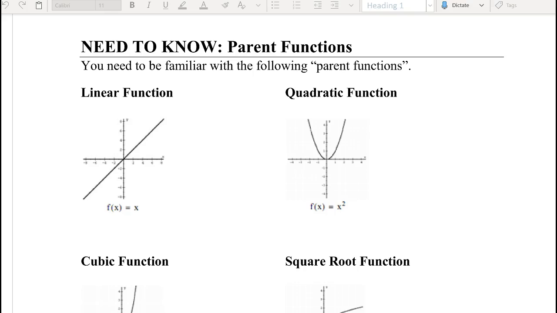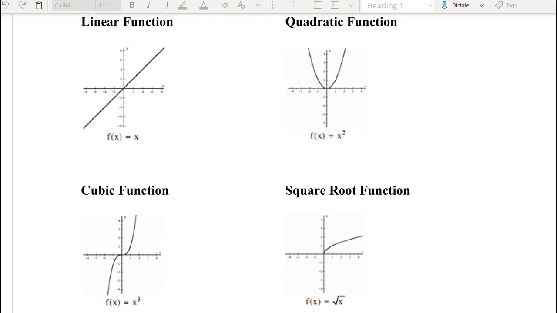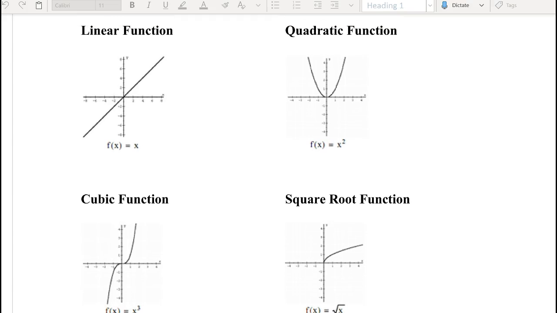Before we actually dive into our official lessons, this we'll call lesson 0, and these are basically need-to-know functions that you should be familiar with their shapes before we move on. So instead of having you create them, they're just available to you here to refer back to.